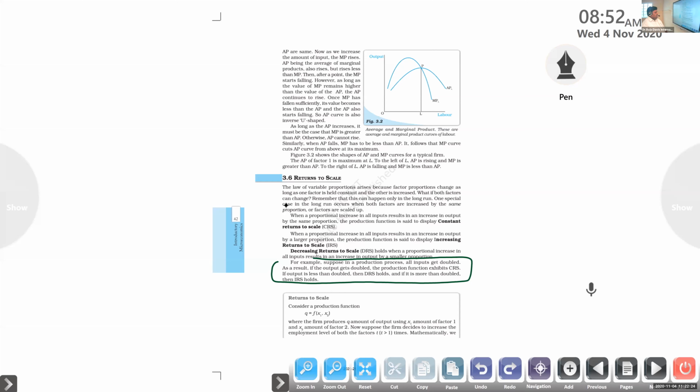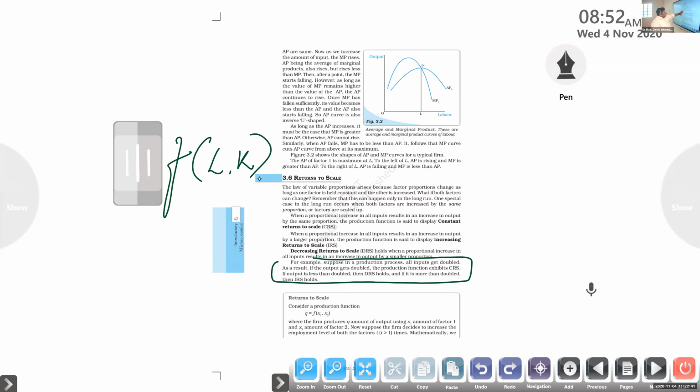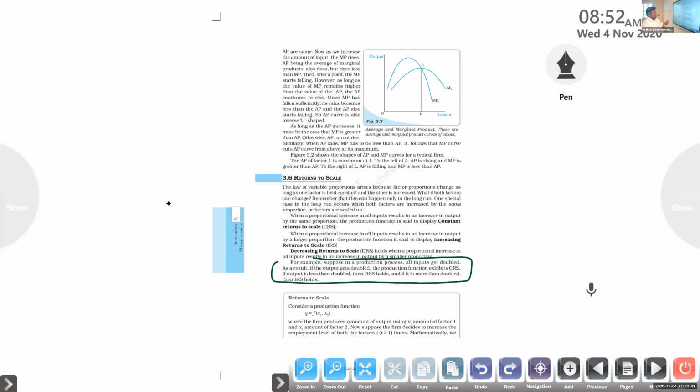Consider a production function. Already we know that Q is equal to a function of labor and capital. In the beginning we learned it like that because we are using only two inputs, one is labor, the other is capital. Here we are using another method: Q is equal to a function of x1 and x2. Here x1 and x2 mean two inputs. We don't know whether it is labor or capital, just two inputs.